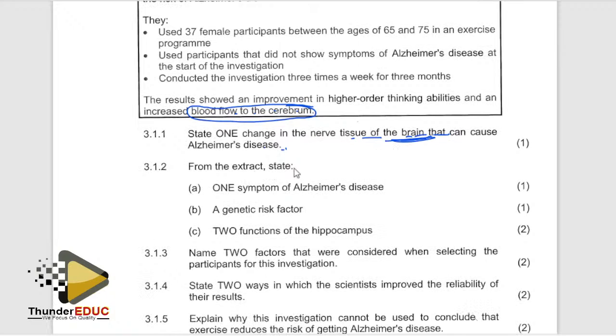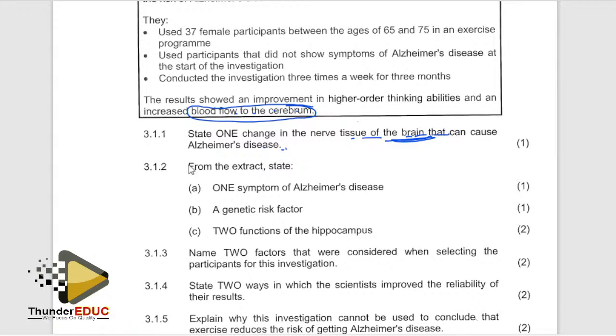They're saying that extract stage. So good enough, they didn't say that state 1, change in the nerve tissue of the brain that could cause Alzheimer's disease. They didn't say that from the extract. So anything outside the extract or in the extract, still it works perfectly. You understand? You can state any other, and as long as it's correct, then you'll be credited.